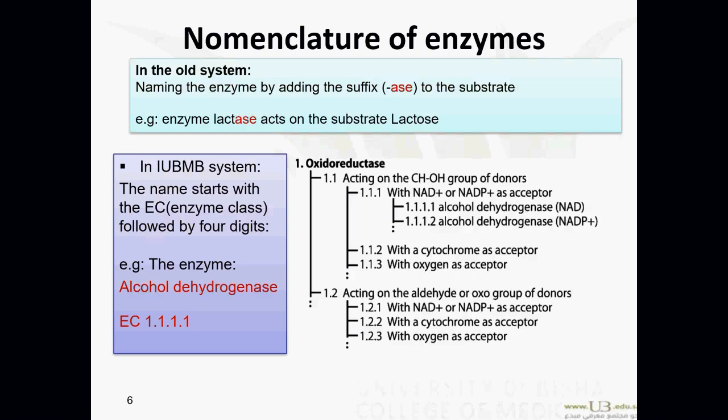If the code is, for example, 1.1.2 after this one, it will be with cytochrome as acceptor, and if it is 3, with oxygen as acceptor of the hydrogen ion, and so on.